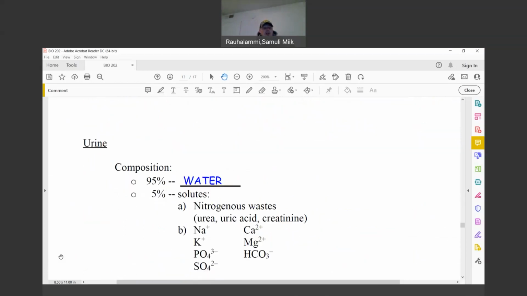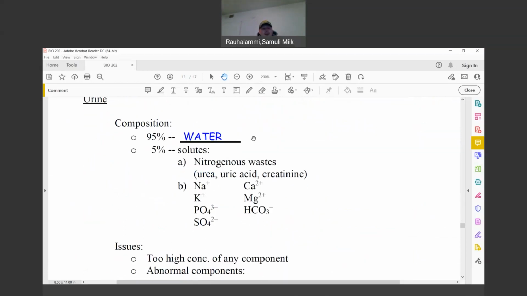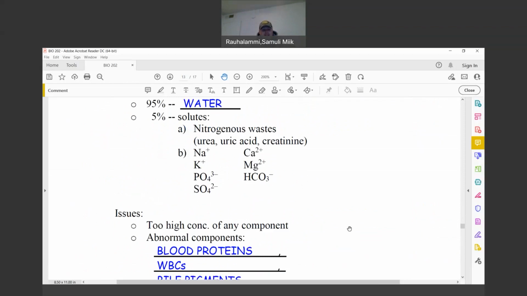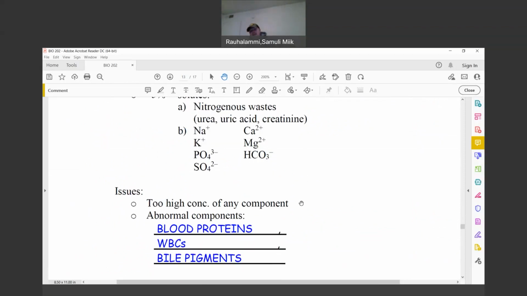In terms of urine composition, obviously most of it is water, and then we're going to have various different solutes and other materials that we find in the urine. What we're looking at is whether the amount of material is too high or too low. We're also looking at whether we're seeing something that shouldn't be there, such as blood, proteins, white blood cells, bile pigments, things like that. So there should not be blood in the urine.